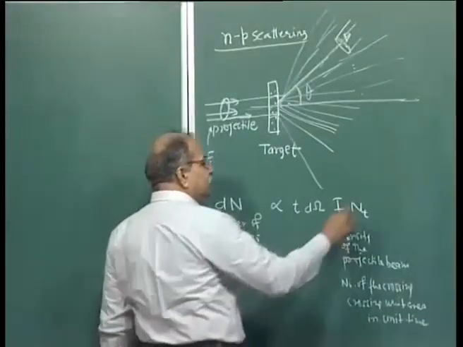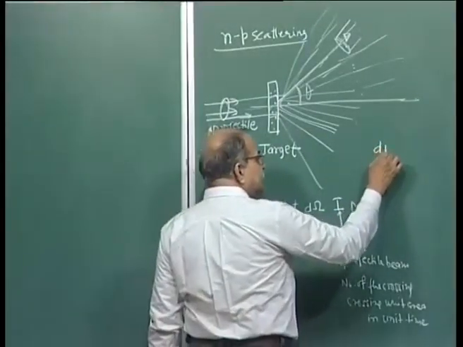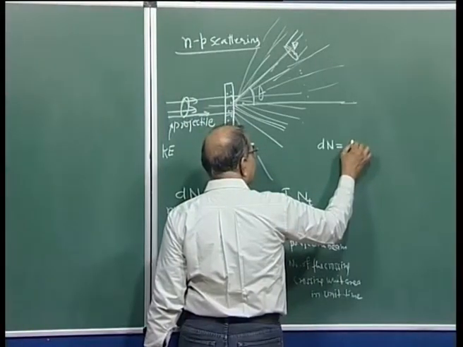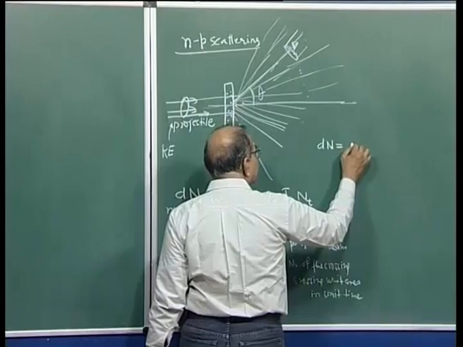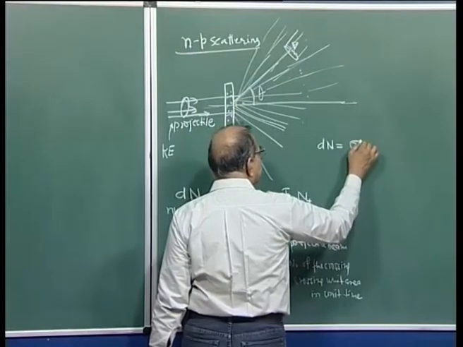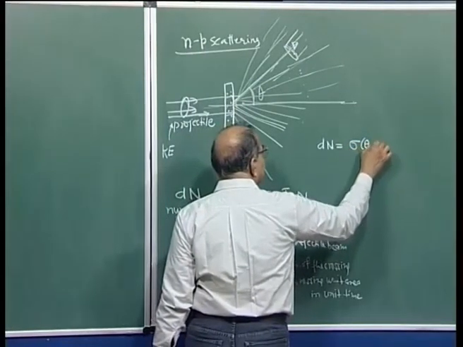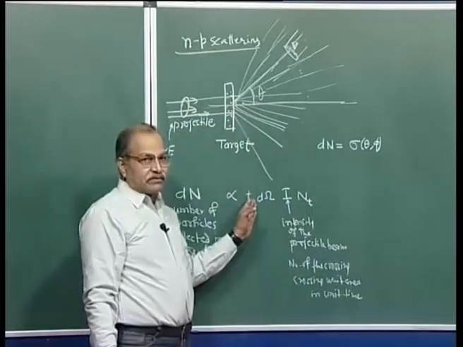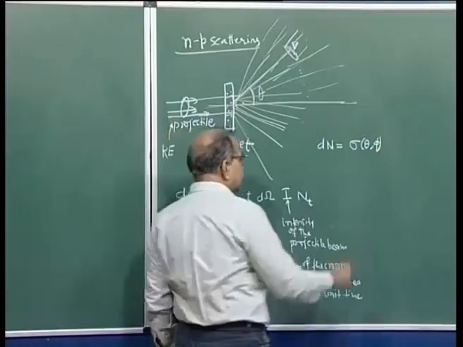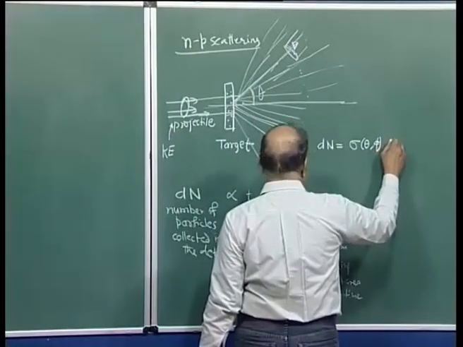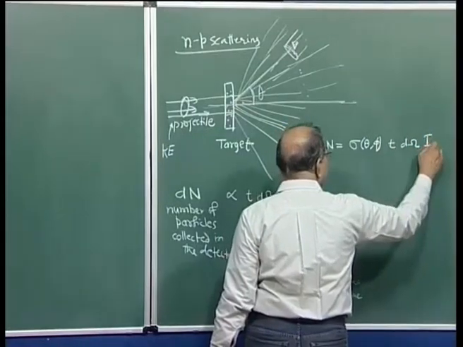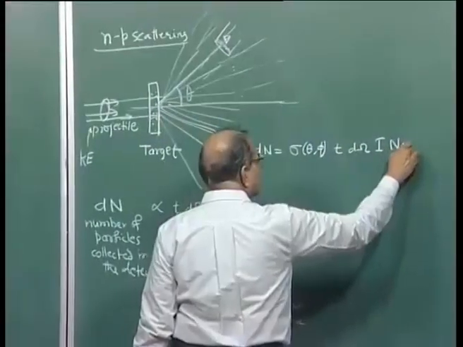So, you write this as dn is equal to either you use the symbol d sigma d omega, or you use the symbol sigma as a function of theta, phi. Let me write theta phi. This is the proportionality constant, and then all these things: t, d omega, I, and number of target particles.